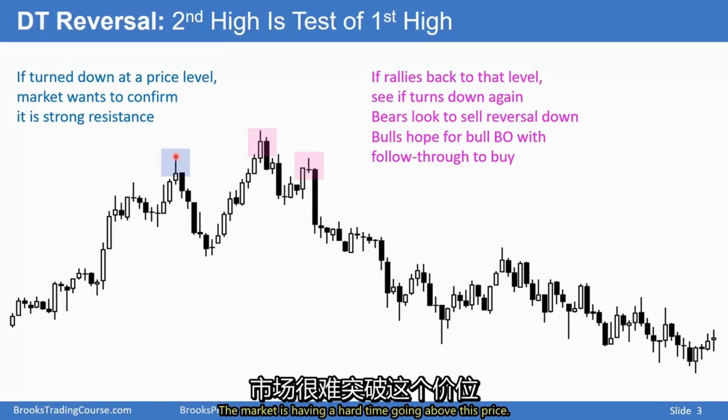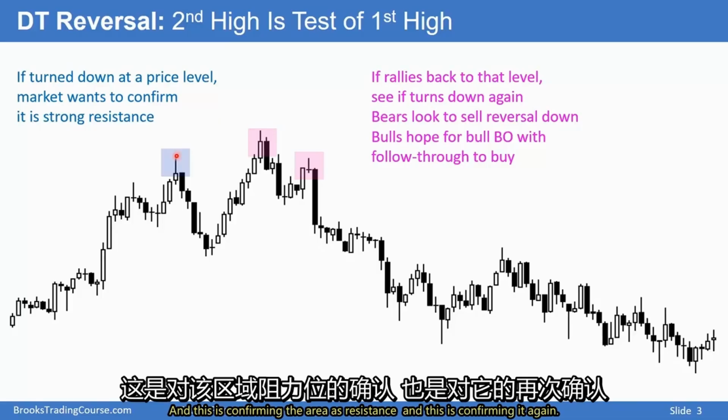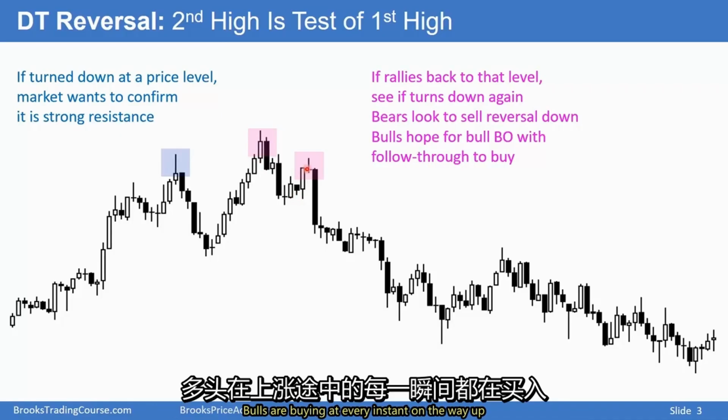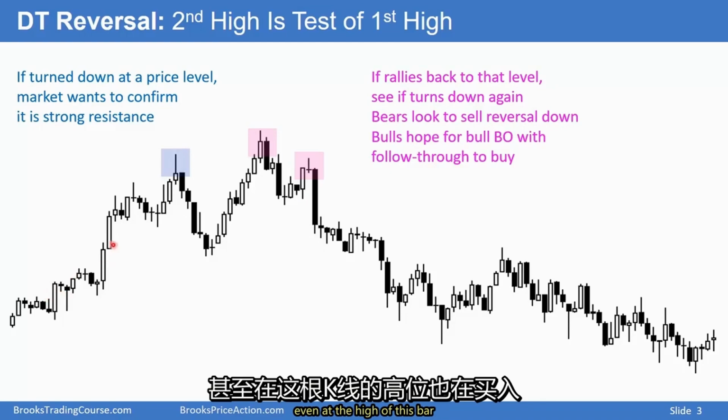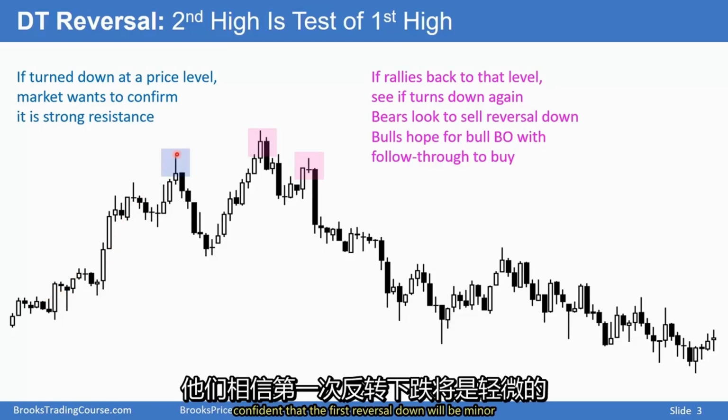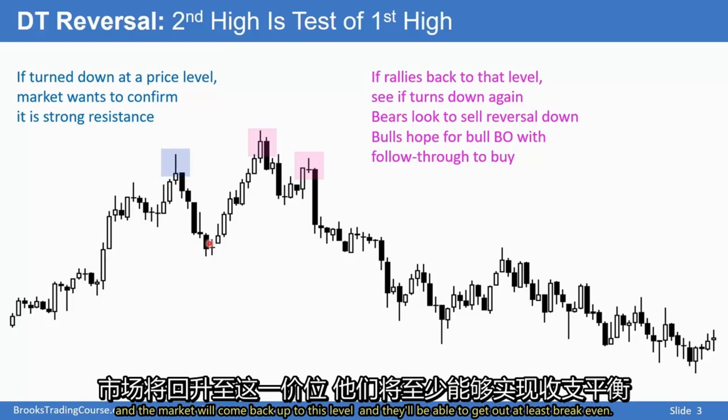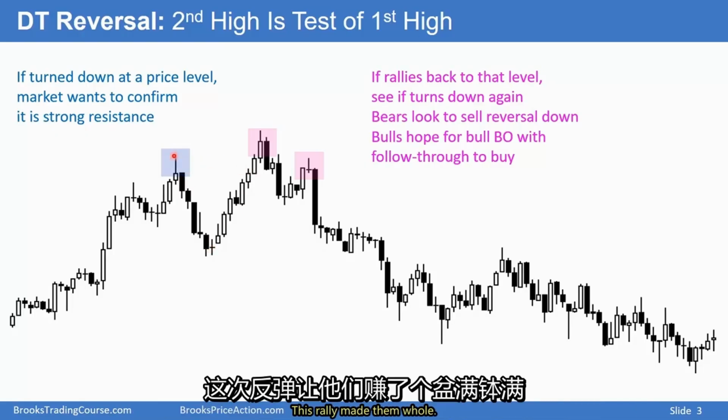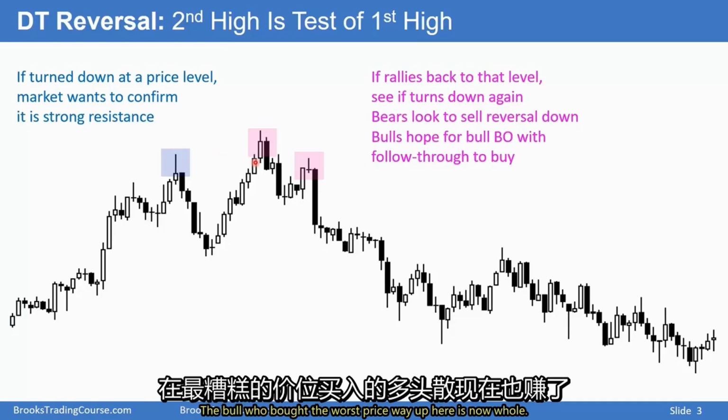This is an important price level. It's resistance. The market is having a hard time going above this price, and this is confirming the area as resistance, and this is confirming it again. Bulls are buying at every instant on the way up, even at the high of this bar, confident the first reversal down will be minor, and the market will come back up to this level, and they'll be able to get out at least break even.